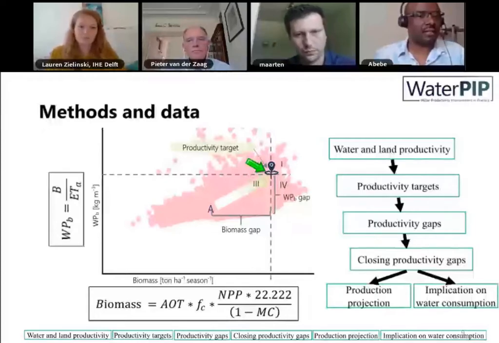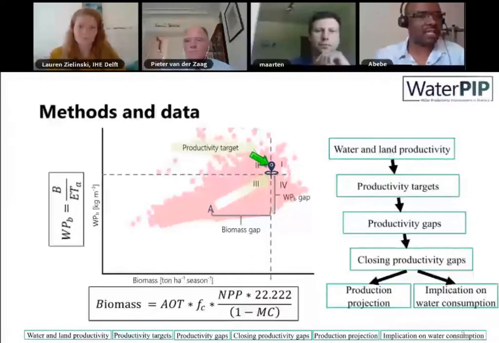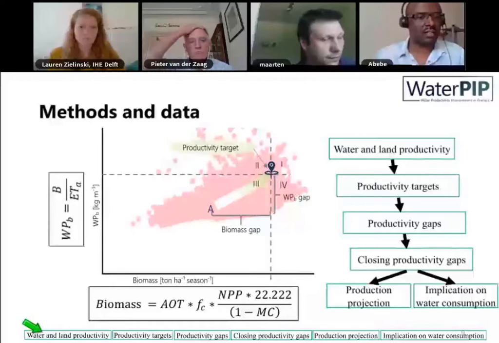Then, once we have the productivity target, the gap was calculated by comparing this productivity target with the productivity at each pixel. So that gives us how much the productivity gap is. And eventually, we calculated the production projection as well as the implication on water consumption. And here, at the bottom of my slides, the whole activities in the green box will also guide what the result will be.